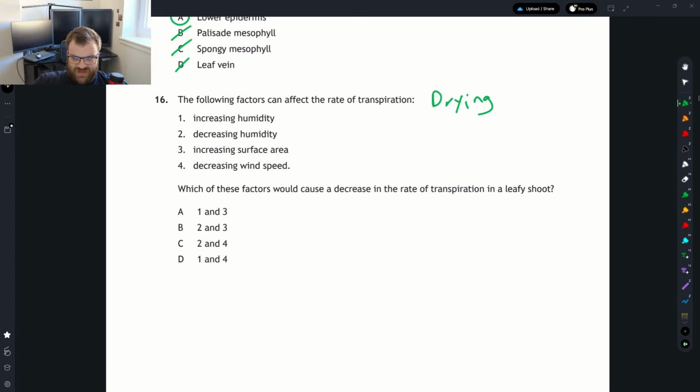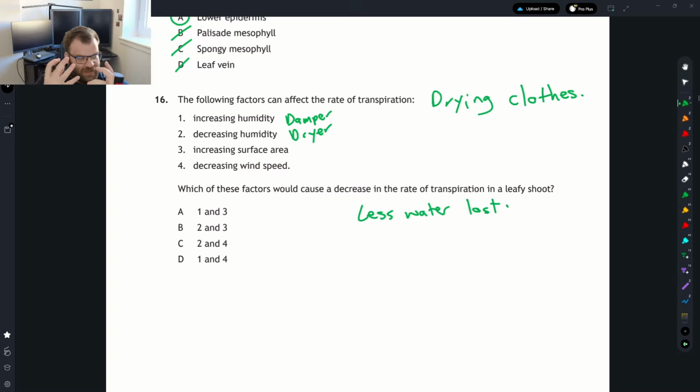Next one's about transpiration. I would think of it as drying clothes, either outside or inside your house. When it comes to humidity, it's how much moisture is in the air. So the air would be damper versus drier. If we want to have a decrease, so less water lost, or if you have an increase in humidity, then the air already has water in it, so it's not going to absorb as much water from the leaf. So that would be one of our options.